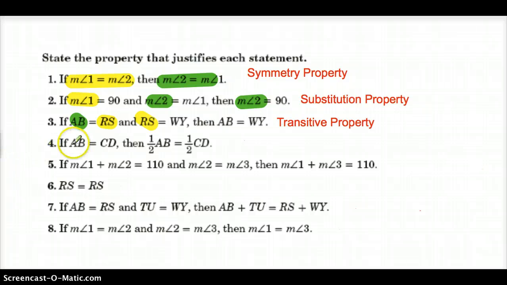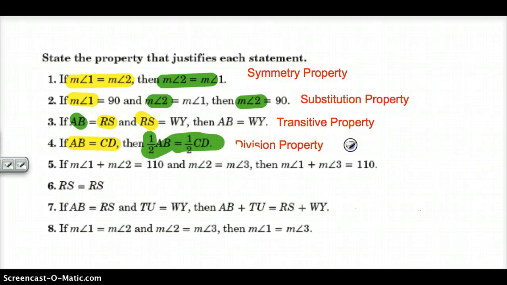In number 4, what happens from your if to your then? Okay, so you see that you're really multiplying by a half, so I take the multiplication property, or if you're saying, hey, you're dividing by 2, I'd also take the division property.